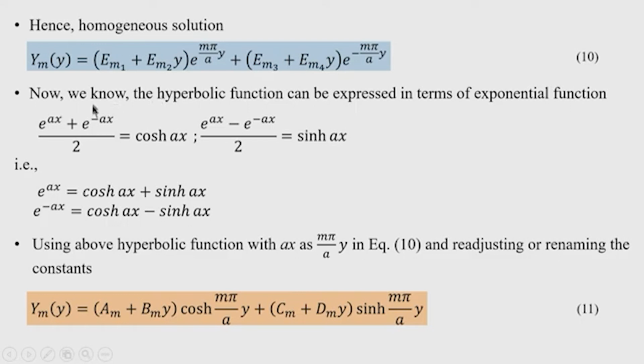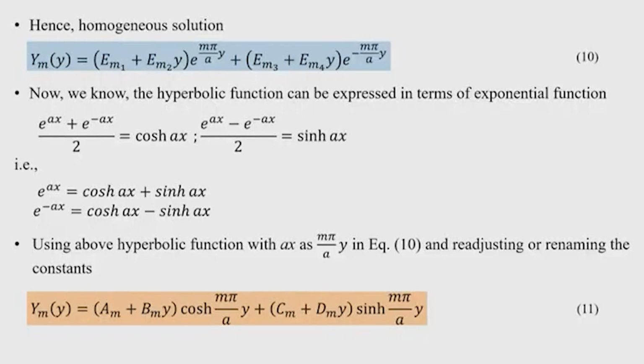Now, we know that the exponential function and its hyperbolic form are very useful in mathematical physics or any problem in engineering. Therefore, I want to express this exponential function in terms of hyperbolic functions. Now, the hyperbolic function can be expressed in terms of exponential functions. We know that e to the power a x plus e to the power minus a x by 2 equals cos hyperbolic a x. That is known to us. Similarly, e to the power a x minus e to the power minus a x divided by 2 equals sin hyperbolic a x. This is also known to us.